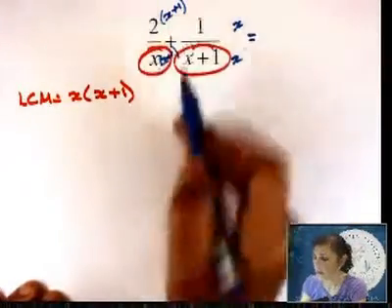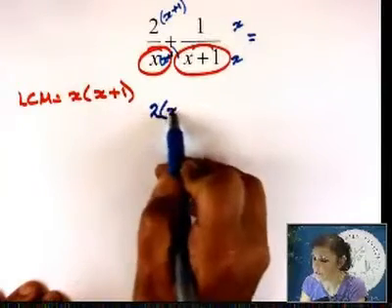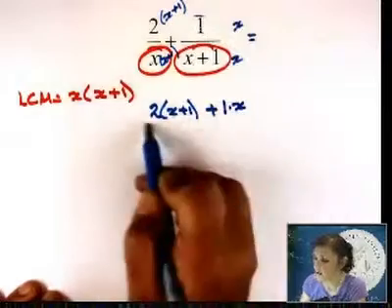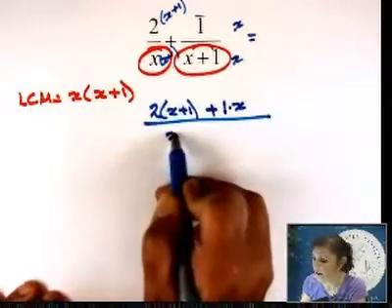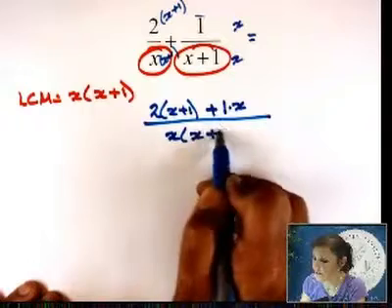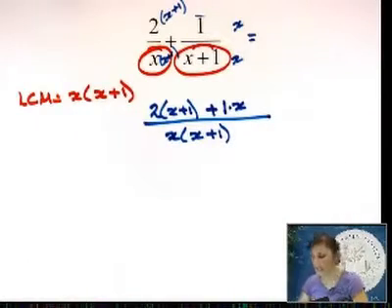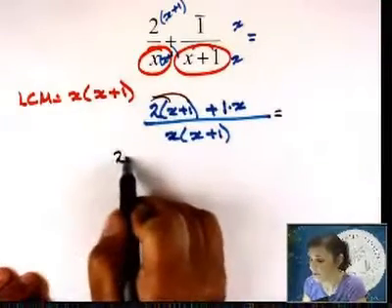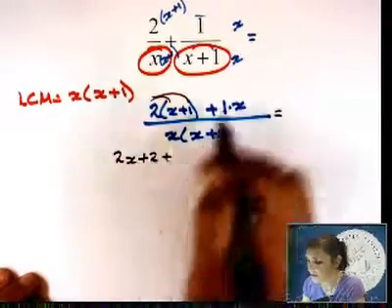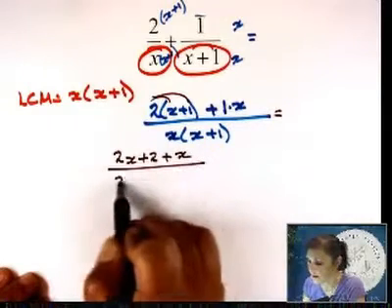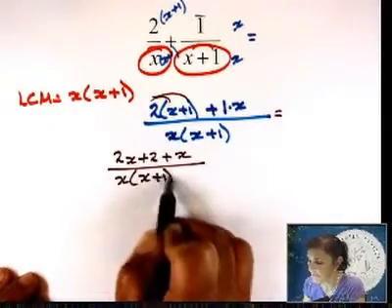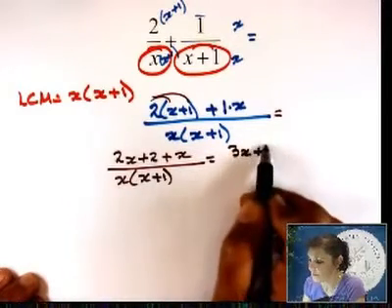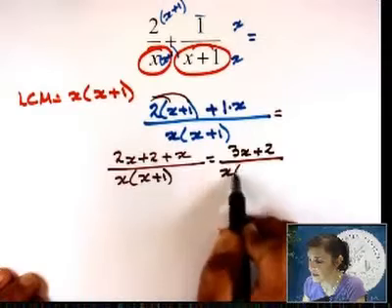Let's see what we have. I have 2 times x plus 1, plus 1 times x, over x times x plus 1. Very good. Now clean it up. Work this in. You're going to get 2x plus 2 plus 1 times x, which is x. Again, one more step. I have 2x plus x, that's 3x, and you have an x and an x plus 1 in the denominator.